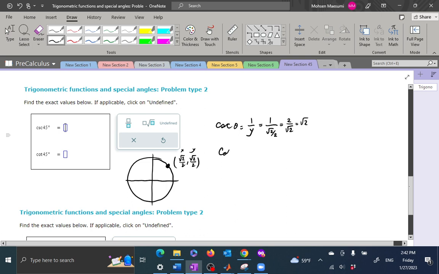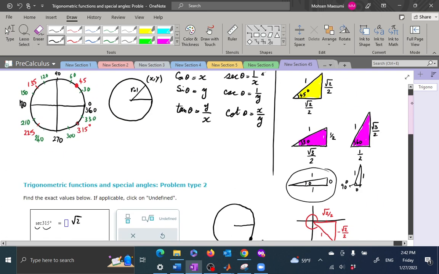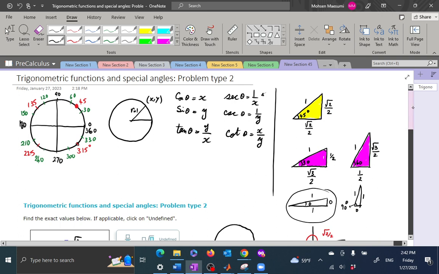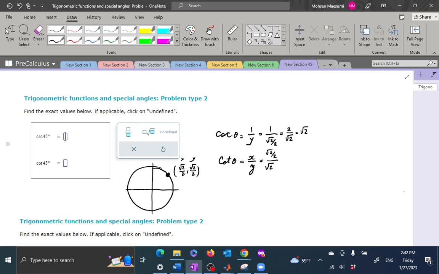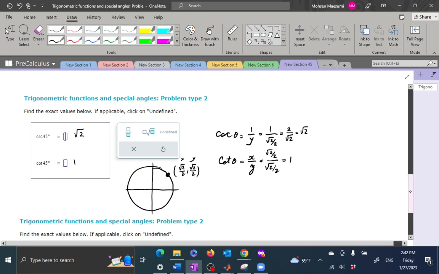How about cotangent? Cotangent of an angle. What was that? Remember, cotangent is x over y. In this case, we can hardly go wrong with it. X over y, the ratio of these two is the same number, so the ratio will be just 1. For the first quadrant you really need to memorize those answers. What else do we have here?